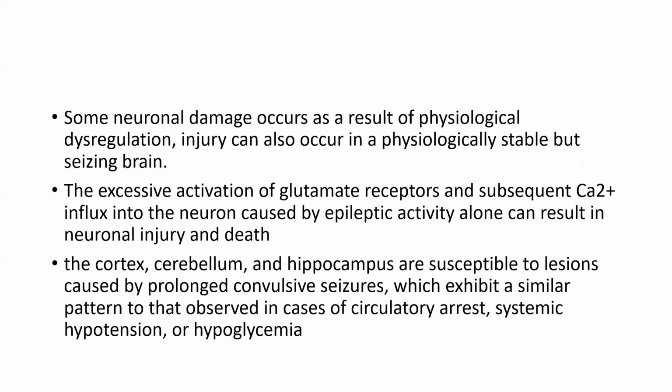So, some neuronal damage occurs as a result of physiological dysregulation. Injury can also occur in a physiologically stable but seizing brain. The excessive activation of glutamate receptor and subsequent calcium influx into neuron caused by epileptic activity alone can result in neuronal injury and death. The cortex, cerebellum, and hippocampus are susceptible to lesions caused by prolonged convulsive seizure, which exhibit a similar pattern to that observed in case of circulatory arrest, systemic hypotension, or hypoglycemia.